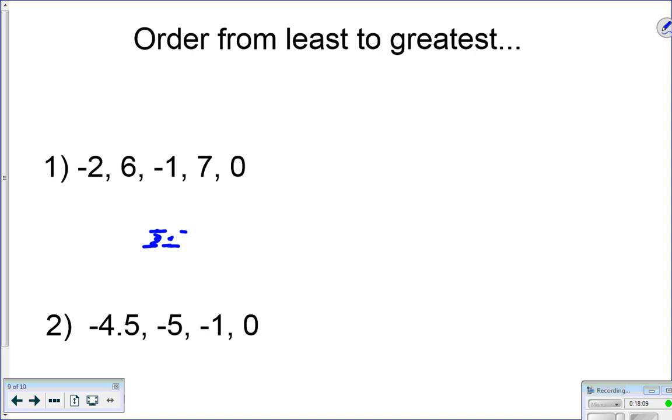Okay, so here's another one. What if I talk about negative 2.5 and negative 2? What's the coldest? 2.5. Very good. Nice job. That's really tricky sometimes. Make sure you're paying attention, okay? Do this one yourself in your notebook. Order that one from least to greatest for me.